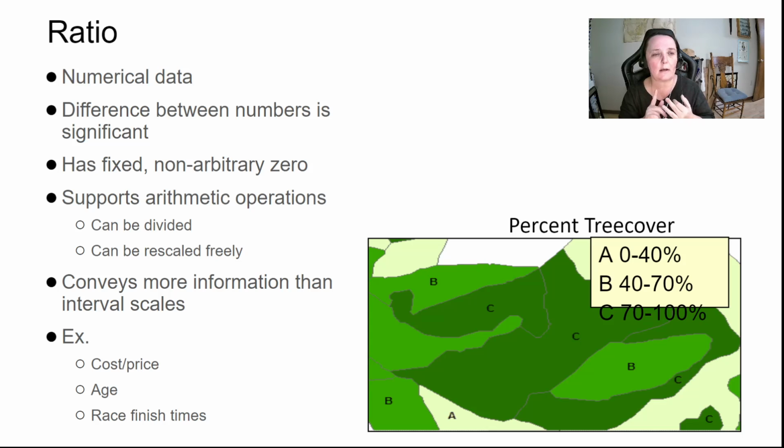non-arbitrary zero. And this is the kind of data that you can actually do arithmetic on. So it can be divided, it can be rescaled, and it conveys more information. Okay. So examples of this are the cost or price of something, ages, the finish times for races, right?